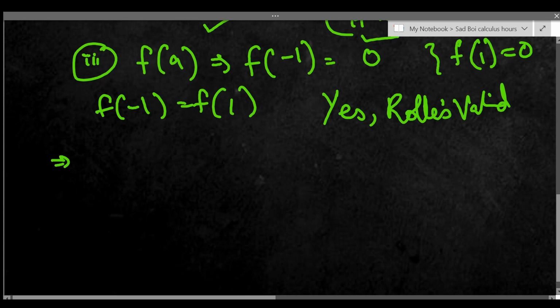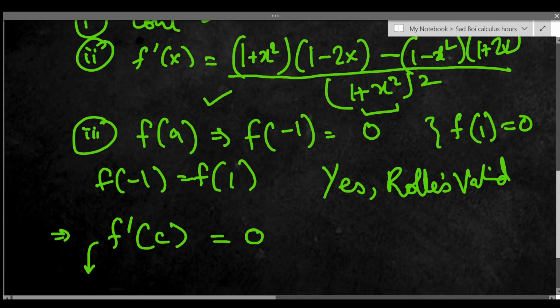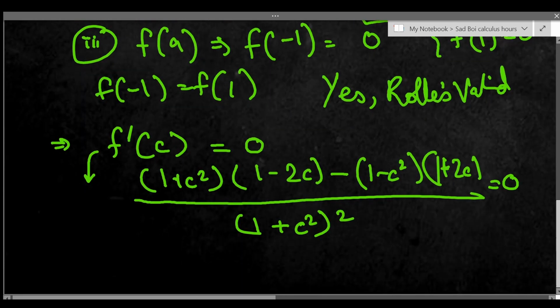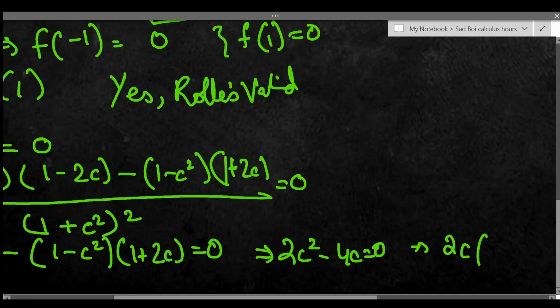What Rolle's theorem says is that you have a point c between negative 1 and 1 such that f prime of c is equal to 0. So let's substitute c in place of x in the derivative of f of x. Now this, you're saying, is equal to 0, ladies and gentlemen. So 2c squared minus 4c equals 0. 2c(c minus 2) equals 0. So you have c equals 0 or c equals 2.